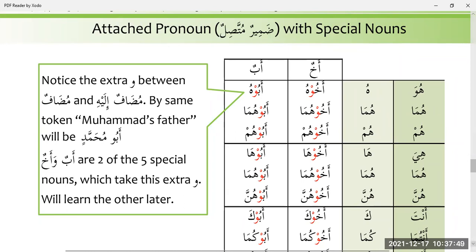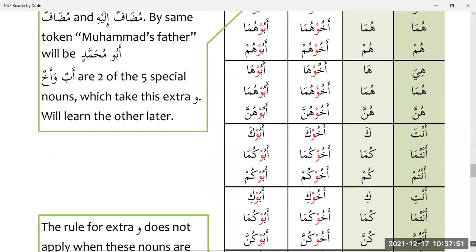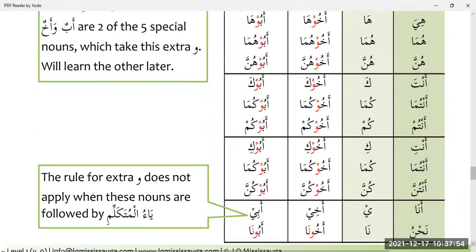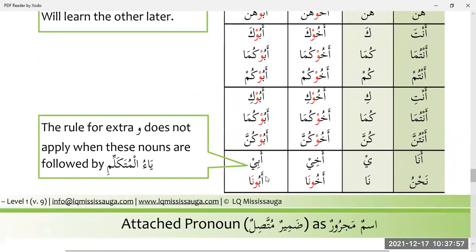Abuka, akhuka, akhukuma, akhukum. But for ana, the first person ya mutakallam, it is akhi. For the first person ya mutakallam, it doesn't take the extra vowel. Akhi and abi, only for the first person mutakallim, don't take the vowel.